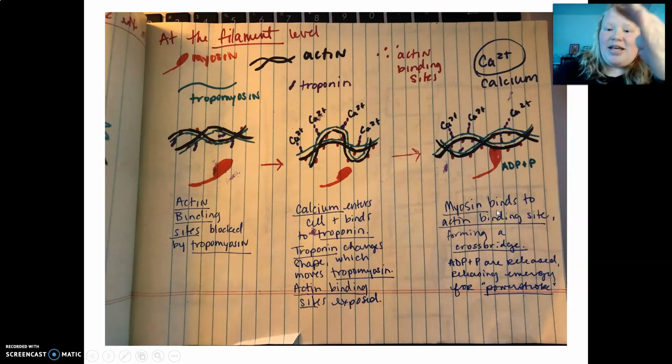That is when the ADP and phosphorus allow that myosin to reach out and grab onto those actin binding sites. And then you kick off that ADP and phosphorus, and that is when movement actually occurs. Okay, so that should have all been review. The next slide is not review.